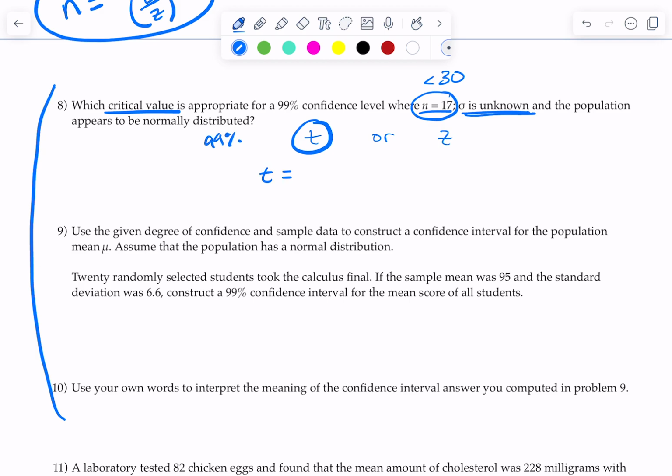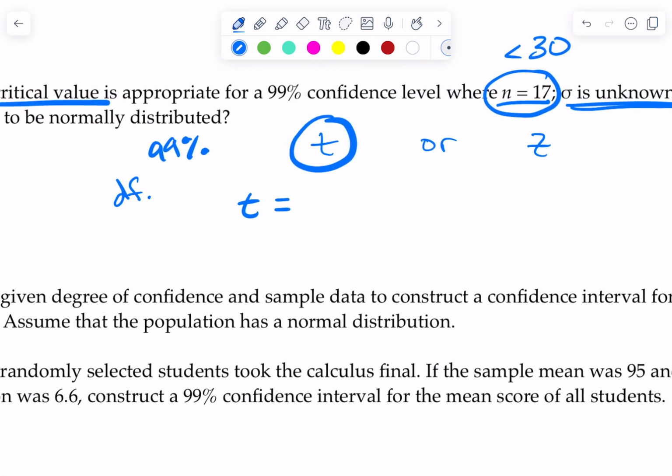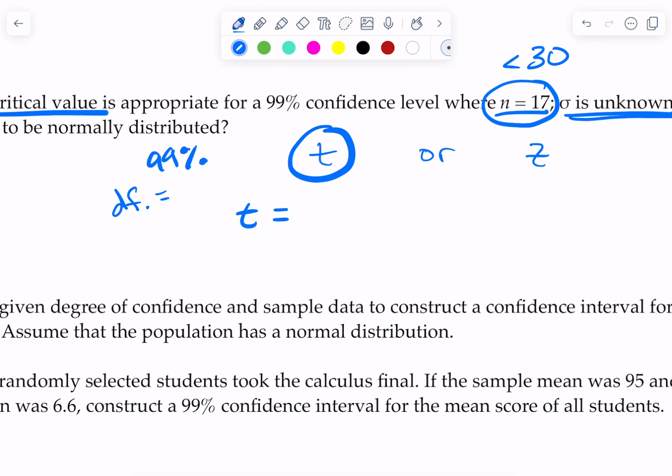So the things we need to know for t are 99%, and what else do we need to know on the t chart? Degrees of freedom. How many degrees of freedom do we have?